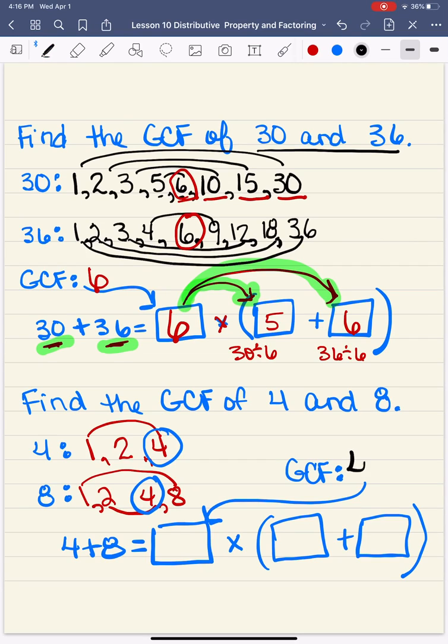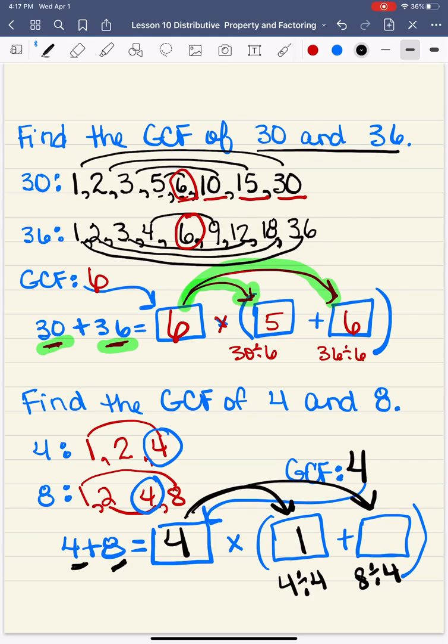So I'm going to put that here and here. So I'm factoring out their greatest common factor. We'll check this in a minute using our distributive property. Let's figure out what goes inside there. So I'm taking this first number, 4, dividing it by our greatest common factor of 4, and that's 1. And then our second number, the 8, dividing it by the greatest common factor. 8 divided by 4 is 2.